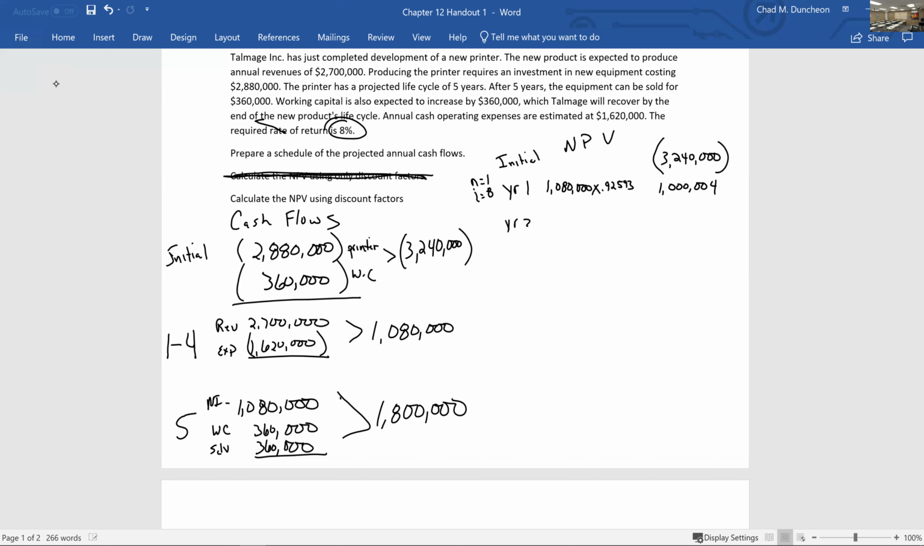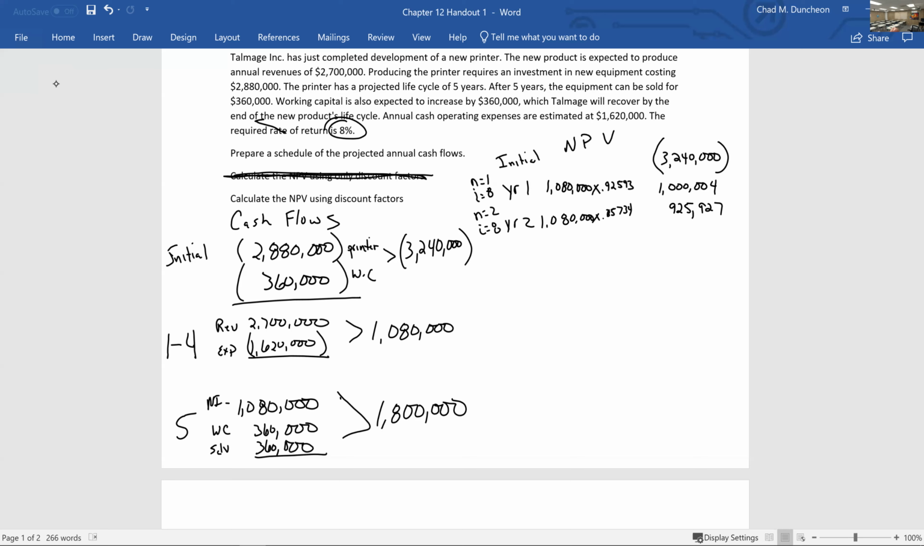So now I do year 2. My N now becomes 2, or my periods, and my I stays 8. My amount of cash flow is the same, but now when I go in my chart and I look at 8% down to 2 periods, my factor here becomes 0.85734. When I multiply it out, now the present value of this is $925,927.